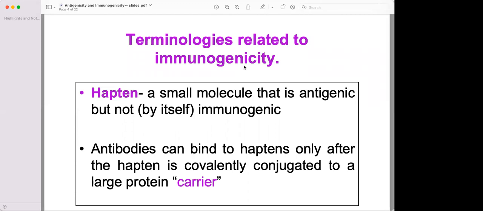What do we do as scientists to make it more immunogenic, which can now go to the extent of using it as a vaccine design? There is a conjugate molecule called a carrier molecule, which is combined to this hapten to make it more immunogenic. So a hapten in itself is a small molecule, can be antigenic, but it's not immunogenic. How do we make it more immunogenic? We combine it with a carrier molecule.